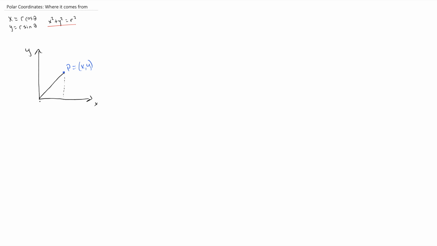Now let's go ahead and assign some lengths to each of these sides of the triangle. What is the length of this base of the triangle? Well, that's just going to have a length of x, because we travel a horizontal distance of x to get to the point P. And similarly, we travel a vertical distance of y to get to the point P. Now in polar coordinates, we don't have x and y, we have r and theta. Let's go ahead and look at what the definition of those is.